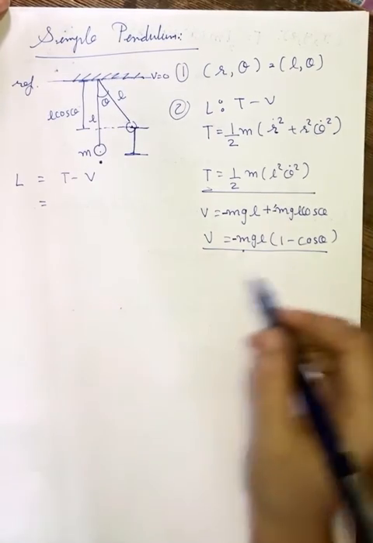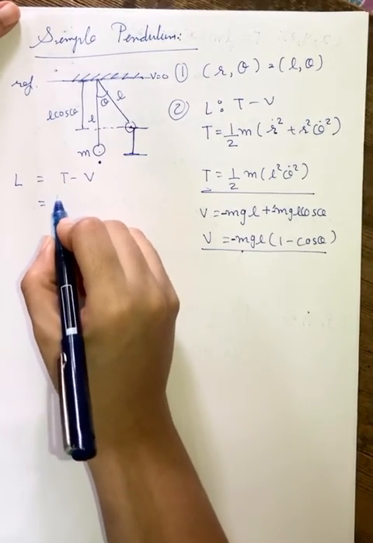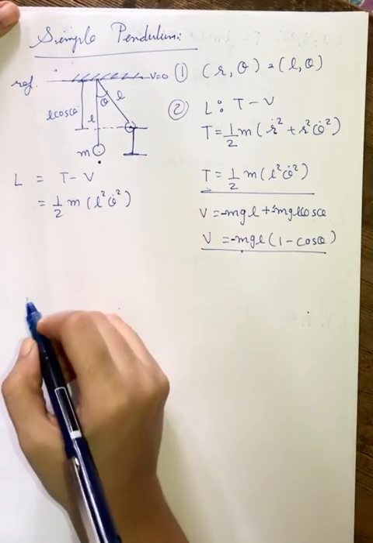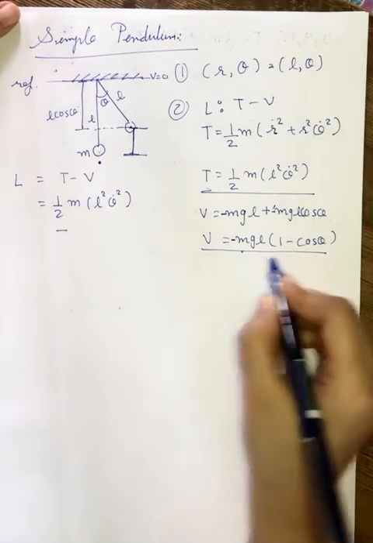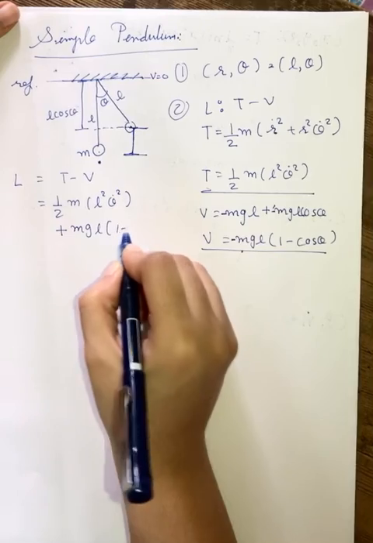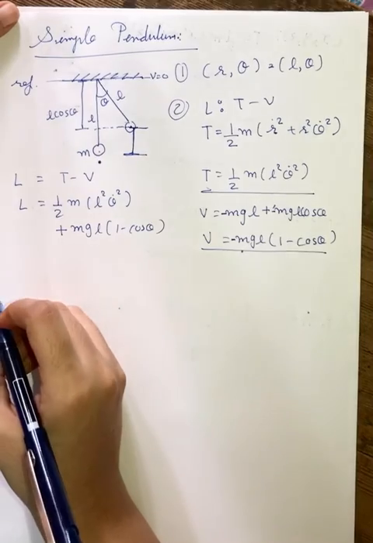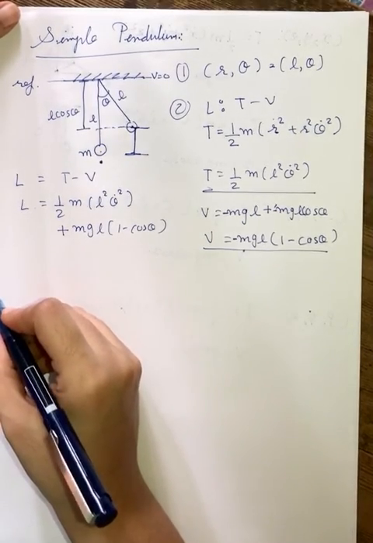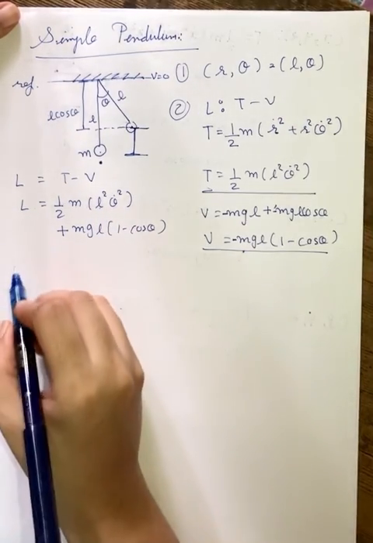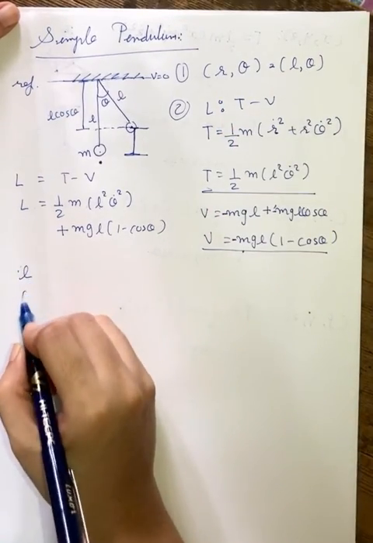Now T minus V will be half m L square theta dot square, minus of this, so minus minus plus mgl (1 minus cos theta). This is our Lagrangian. Once we have a Lagrangian, we can build the Lagrange's equation of motion. Here we have L as a constant now, so we can have two Lagrange's equations of motion, as we have two coordinates, L and theta.